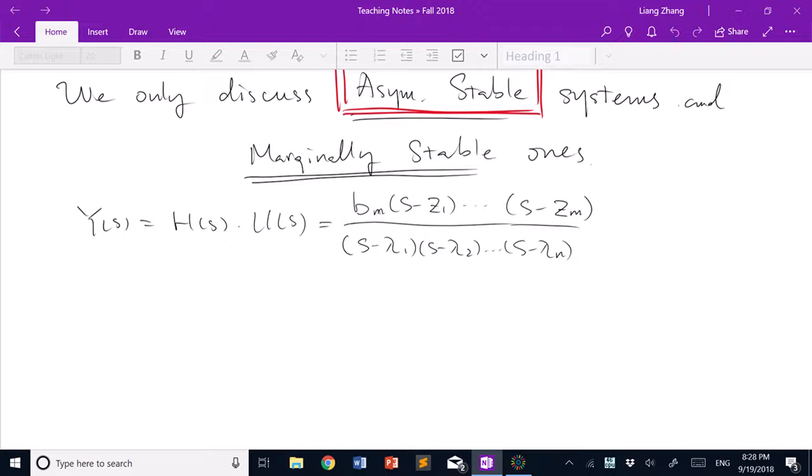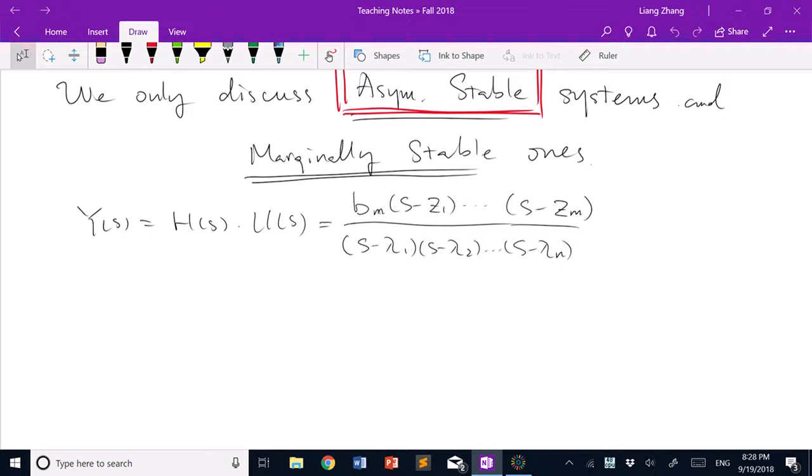Okay, so let's continue. If we look at the response of a linear time invariant system, we can calculate it by multiplying the transfer function by the Laplace transform of the input signal, so H(s) times U(s). Now let's assume the transfer function can be rewritten in this form. So this is our transfer function.